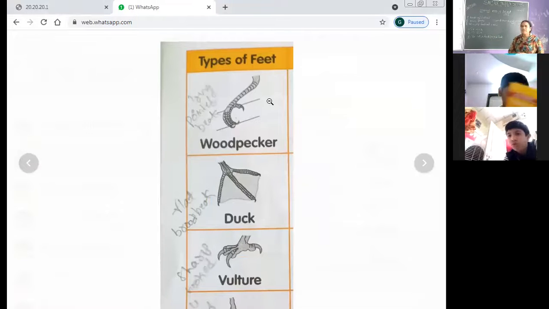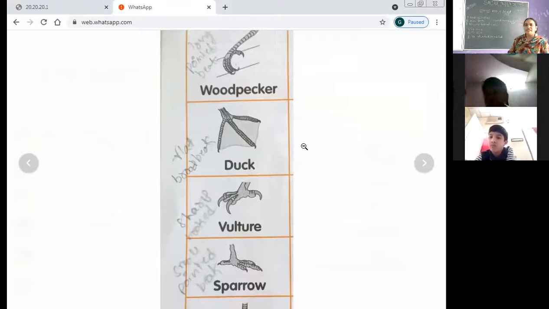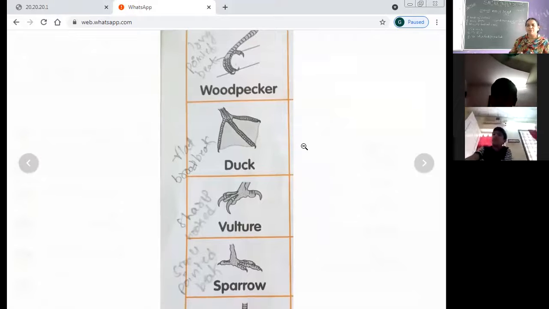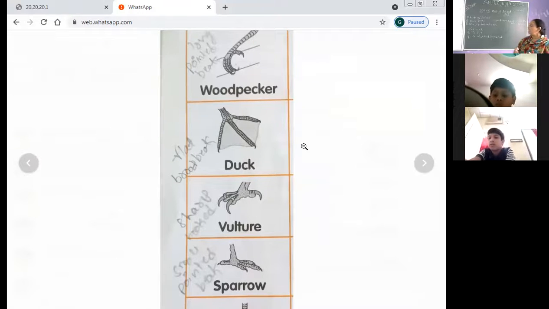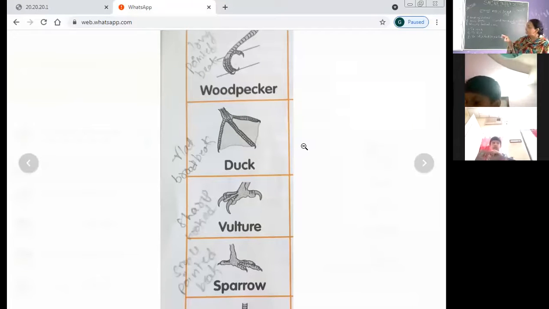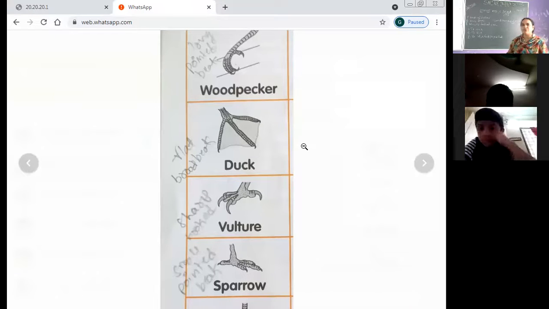Next comes the duck. If you observe the second picture, the toes of the duck are webbed together. Webbed means linked: one toe is linked to another toe. We can clearly see three toes in front and one toe at the back. The back toe is not linked with the front toes, but the three front toes are linked together. Because of that we call them webbed. So it has webbed feet.